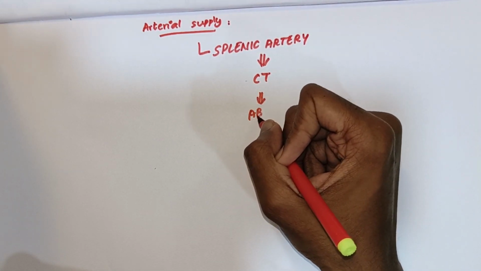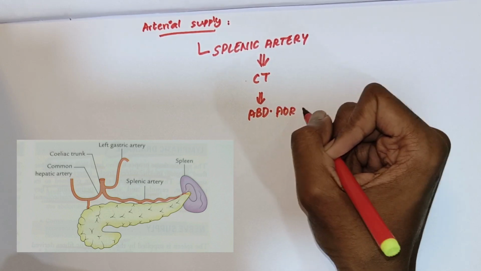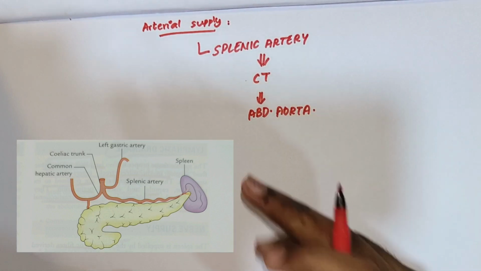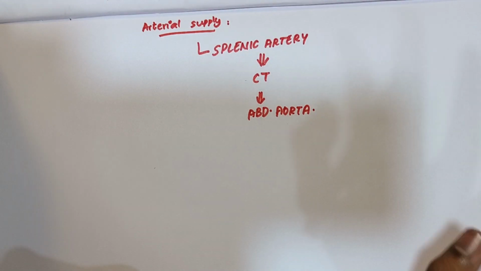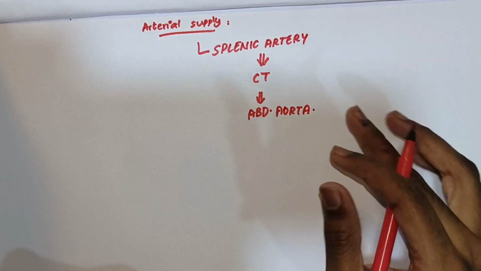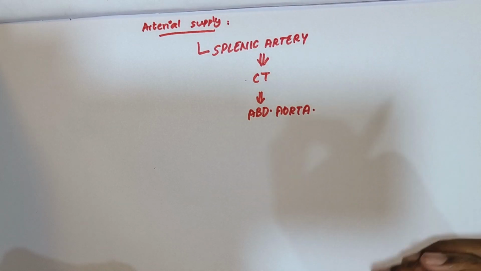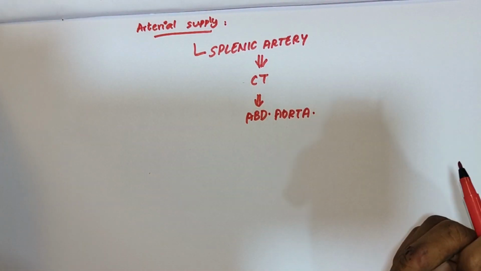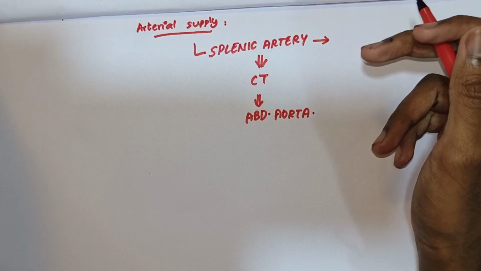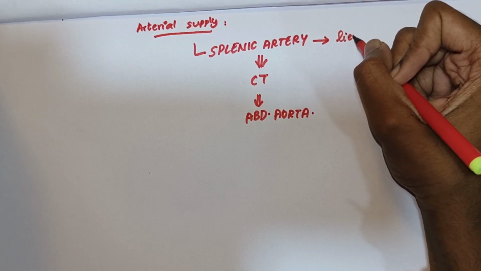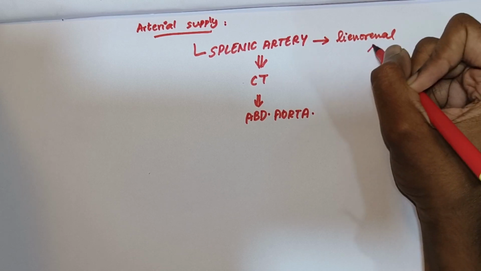From the abdominal aorta. We'll be discussing more about the blood supply of the entire abdomen in a separate video, wherein I'll be explaining it to you in a much better manner. And we have already discussed that the splenic artery is embedded or lies in the lienorenal ligament.